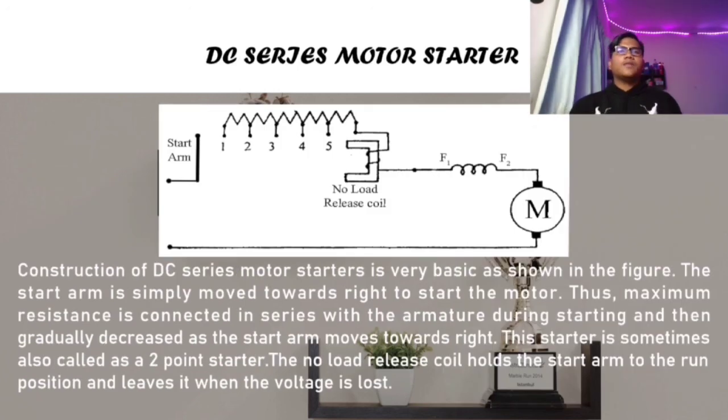DC series motor starter. Construction of a DC series motor starter is very basic, as shown in the figure. The start arm is simply moved toward the right to start the motor. Thus, maximum resistance is connected in series with the armature during starting and then gradually decreases as the start arm moves toward the right. This starter is sometimes also called a 2-point starter. The no load release coil holds the start arm in the run position and releases it when the voltage is lost.